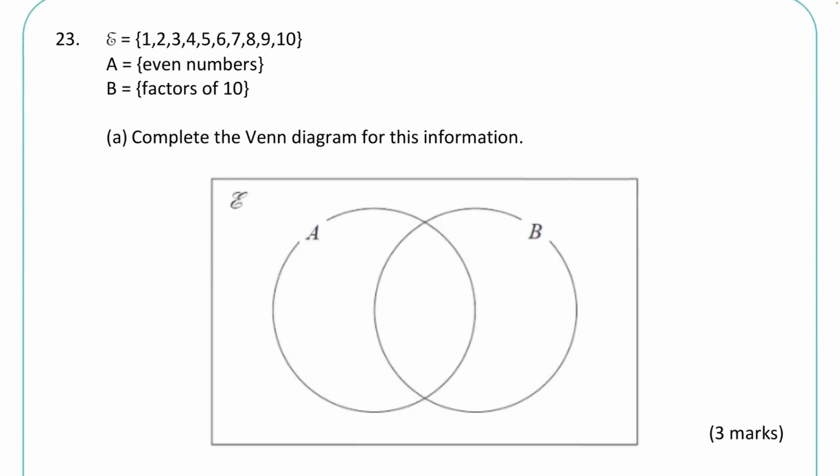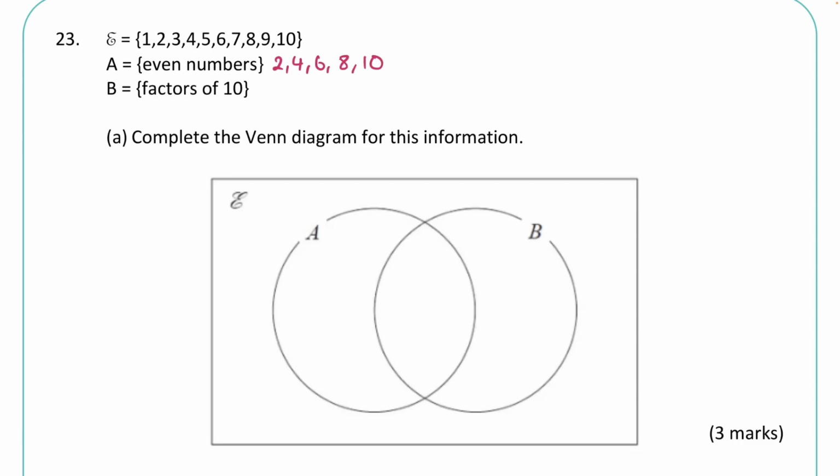Question 3, we have a Venn diagram. Now it says here, all the numbers that can be used in the Venn diagram are 1, 2, 3, 4, 5, 6, 7, 8, 9 and 10. In A we have the even numbers, and in B we have the factors of 10. So we want to write down from that main list which of those are even numbers. So we have 2, 4, 6, 8 and 10.